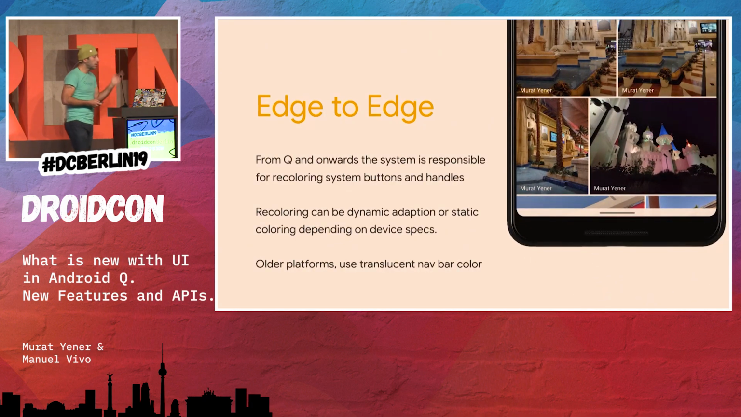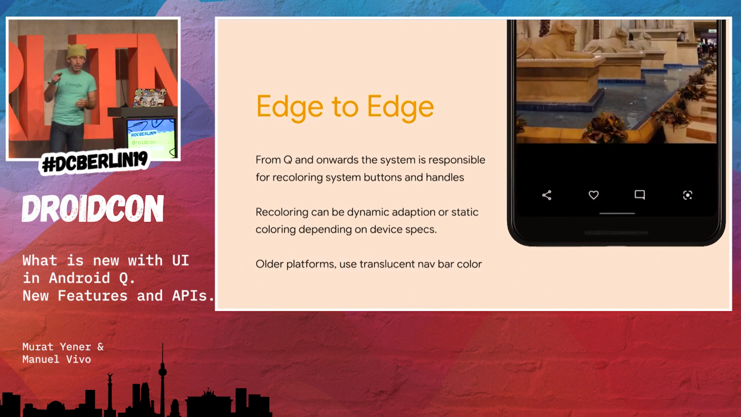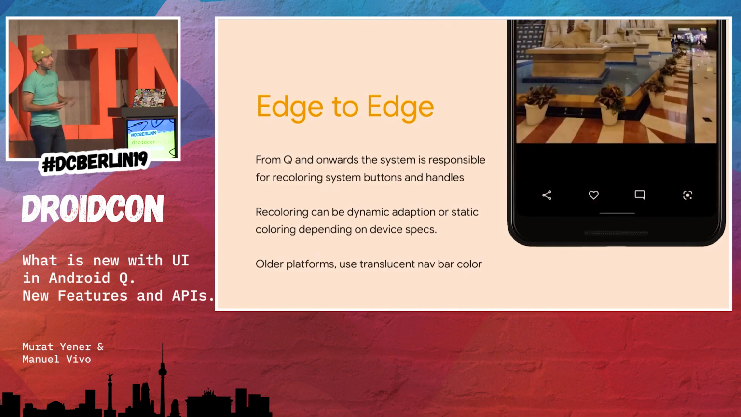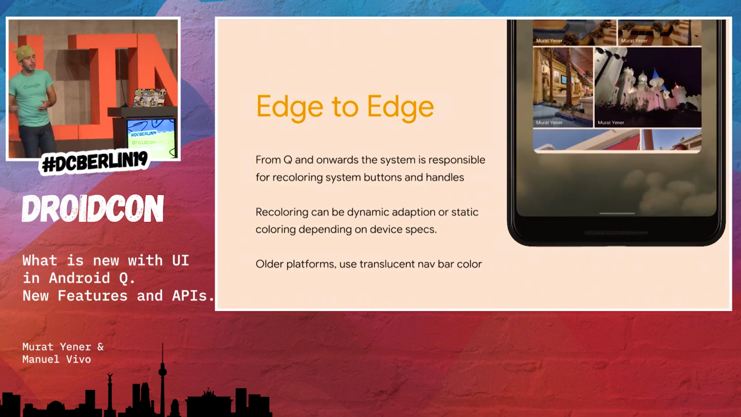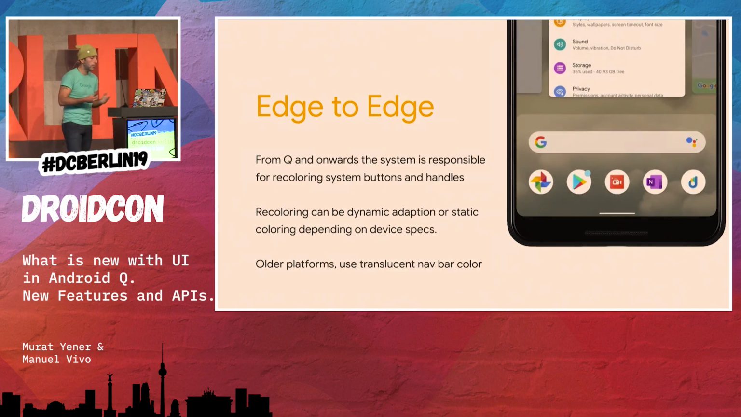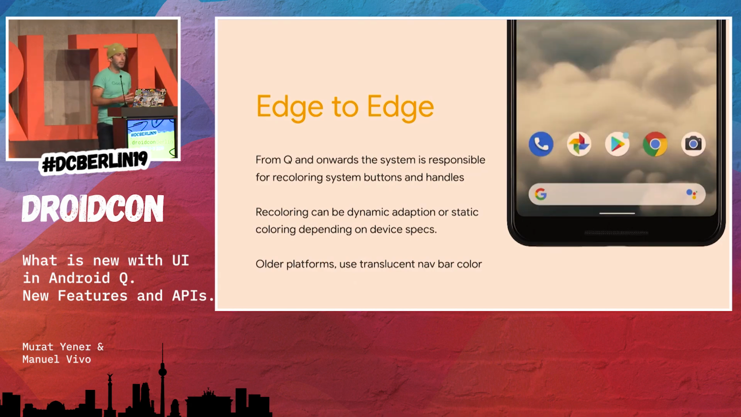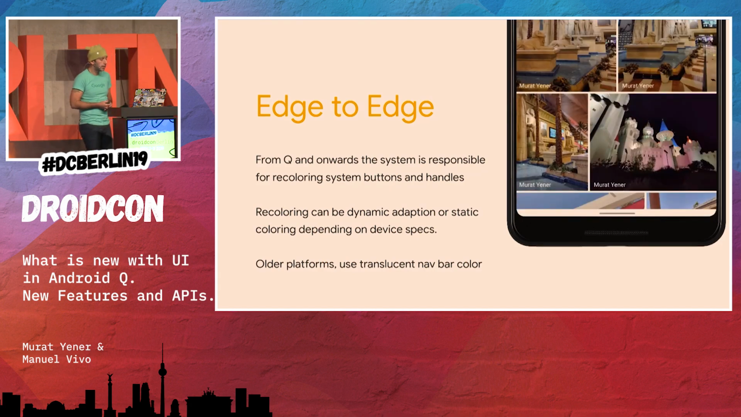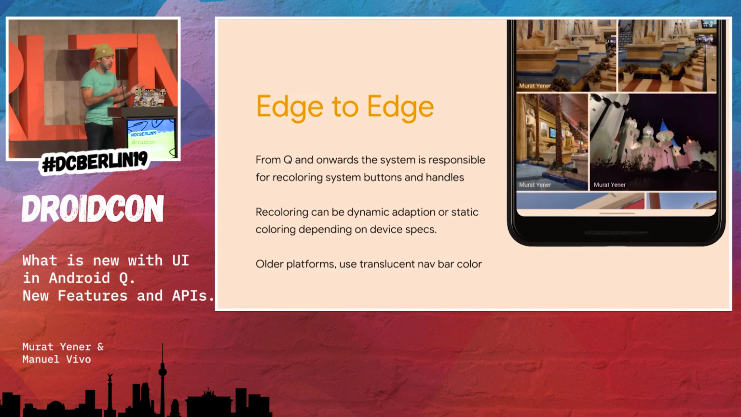If you check the video, first, yeah, now I started the video. You will realize how the handlebar at the bottom, which we call the pill, I guess, changes its color automatically. So the system will help you in recoloring the system features. This can happen dynamically or statically depending on the device capabilities. And for older platforms, it can be just a translucent navbar color.